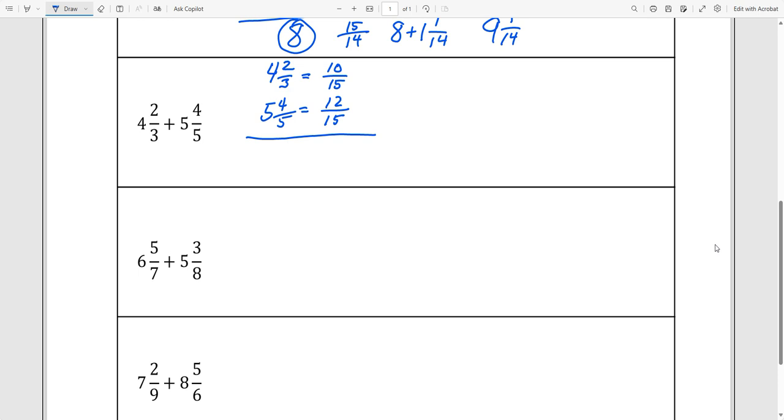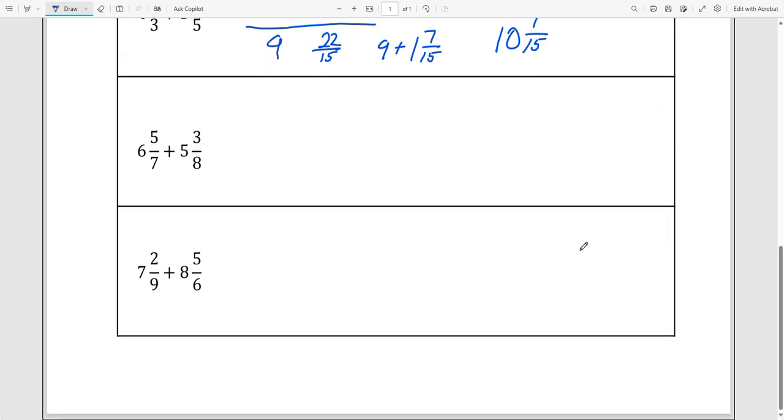All right, now go ahead and add the whole parts. 4 plus 5 is 9. So I add the whole parts, and now I add my fractions here. 10 plus 12 is 22, and it's 22 over 15. Okay, and so I'll simplify this by converting it to a mixed number. 22 divided by 15 is 1, and that's 7 left over. So now I'll add the whole parts, the 9 plus the 1, and 9 plus 1 is 10, and our answer is 10 and 7/15.